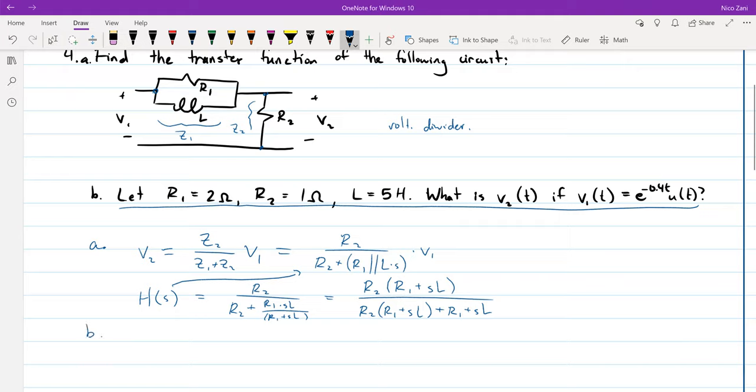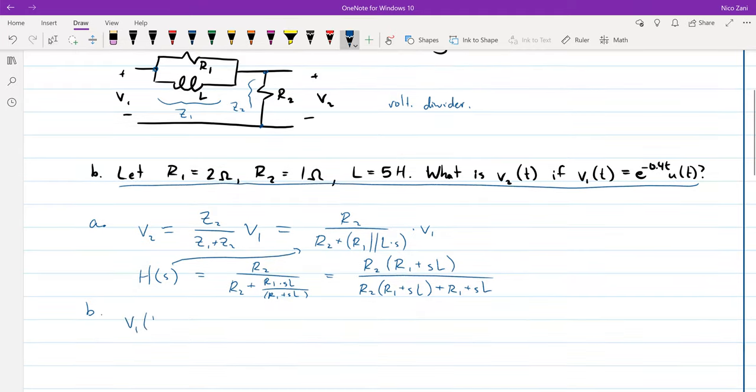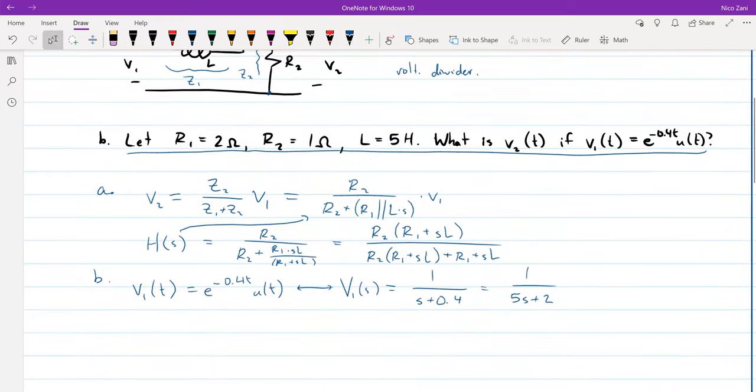Okay, so now we have all these particular values. And the question is, what is V2 if V1 is e to the negative 0.4t u of t? So I'll go ahead and solve for V1 of s first. If V1 of t is e to the negative 0.4t u of t, then that means that V1 of s is 1 over s plus 0.4, which is 1 over 5s plus 2. My bad, this is 5 over 5s plus 2.